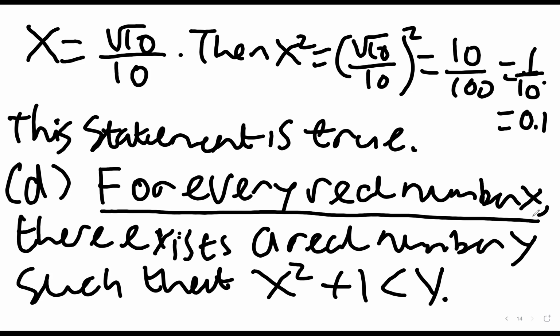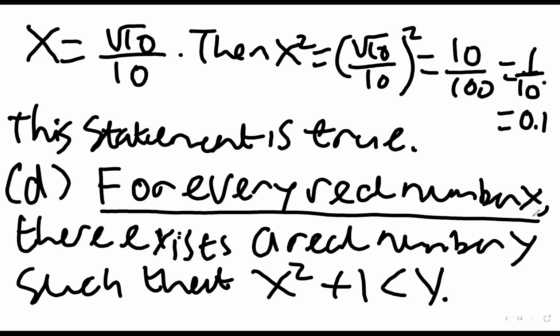Now you'll see that because we have "for every real number x" here, we may not take just an example of x. We need to verify this statement for every x. Of course, we cannot check it one by one. So the idea is, if you see the second part of the statement, there exists a real number y such that x squared plus 1 is less than y. So y depends on the number x. We need to know the choice of y.